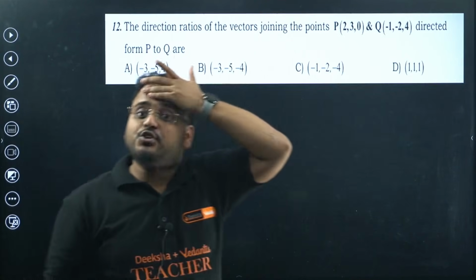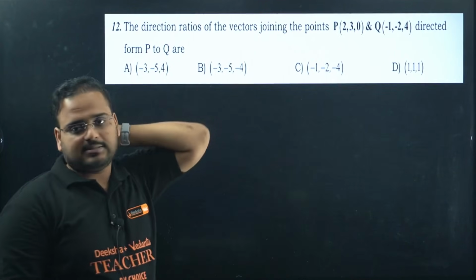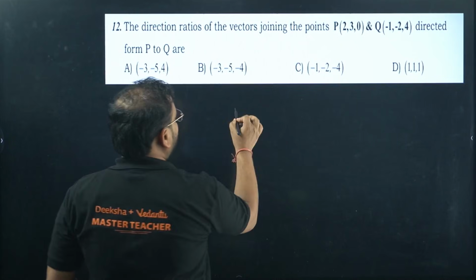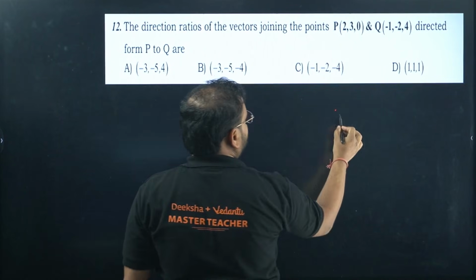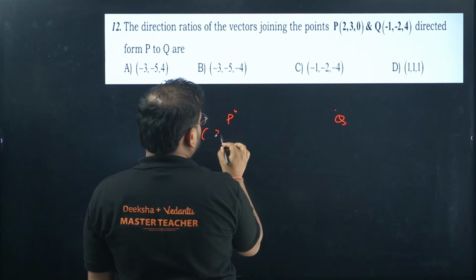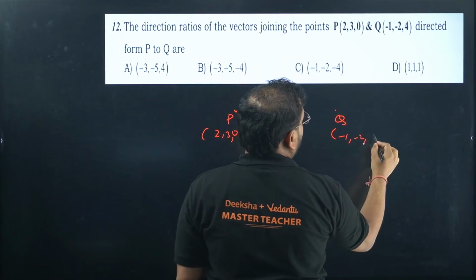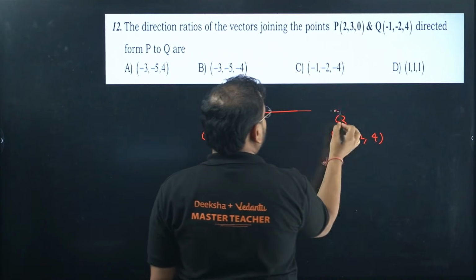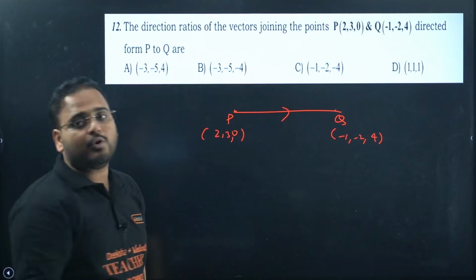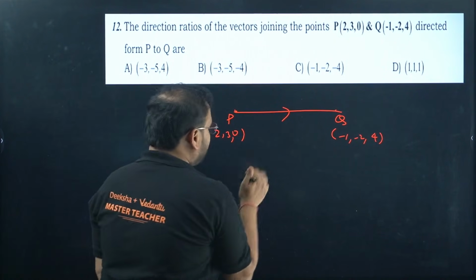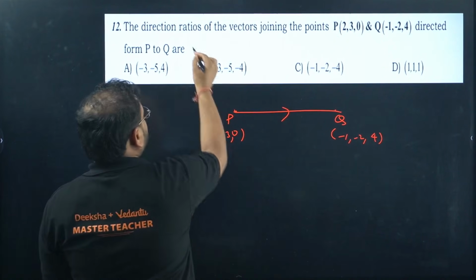12th one, direction ratio of the vector joining these points from P to Q. If this is the point P over here, this is the point Q, P is given as (2, 3, 0), and we have Q as (-1, -2, 4). P to Q.